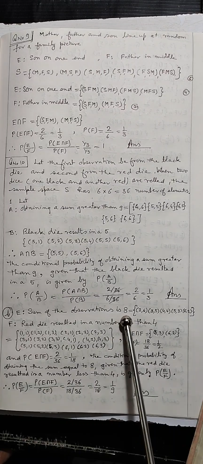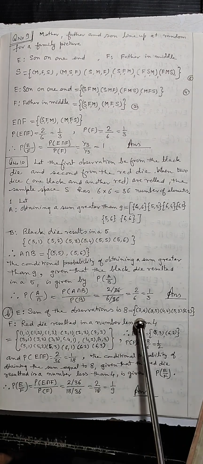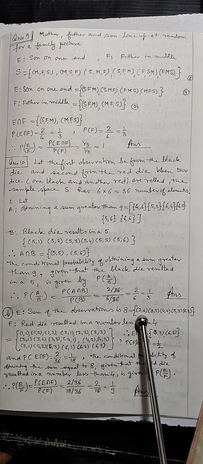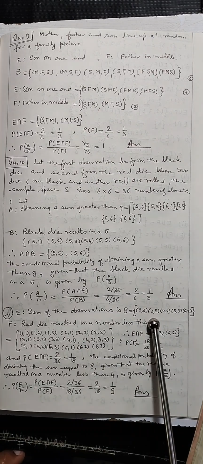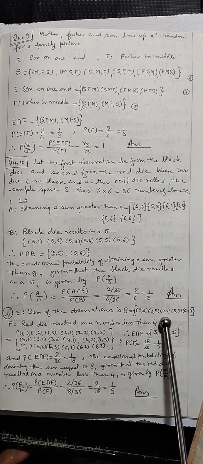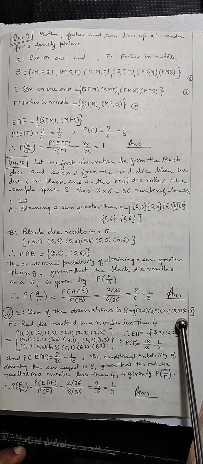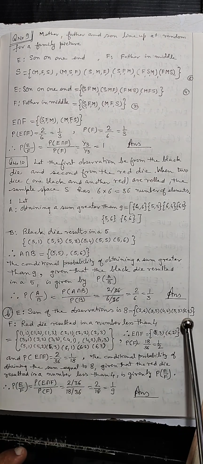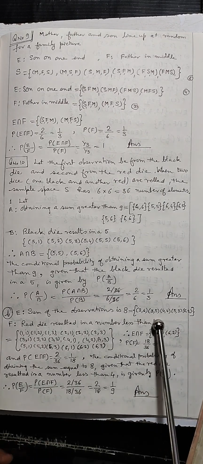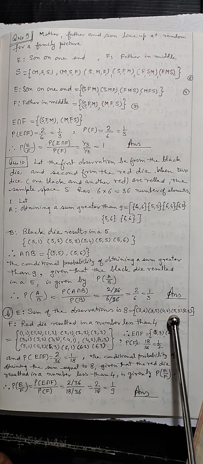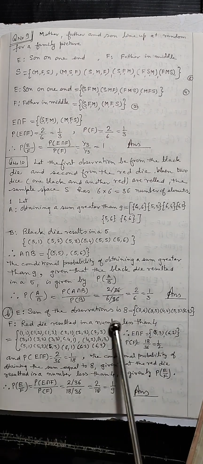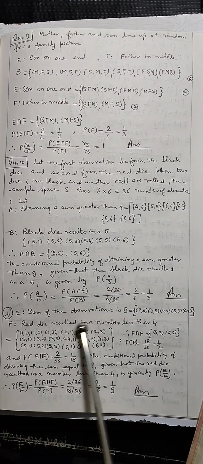Observation is 8. Let us see: 2, 6, just add it, you will get 8. 3, 5, again you will get 8. 4, 4, again you will get 8. 5, 3, again you will get 8. 6, 2. So these are the ordered pairs whose sum is equal to 8.